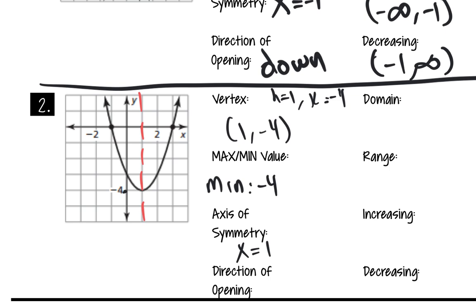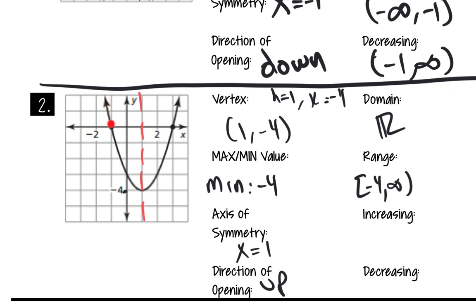My direction of opening is up. Both arrows are going up. My domain is always going to be all real numbers because I have arrows on the left and right side. For my range, I have a minimum, so I have a bottom, but I don't have a maximum, so I don't have a top. Now for my increasing and decreasing, follow your graph.